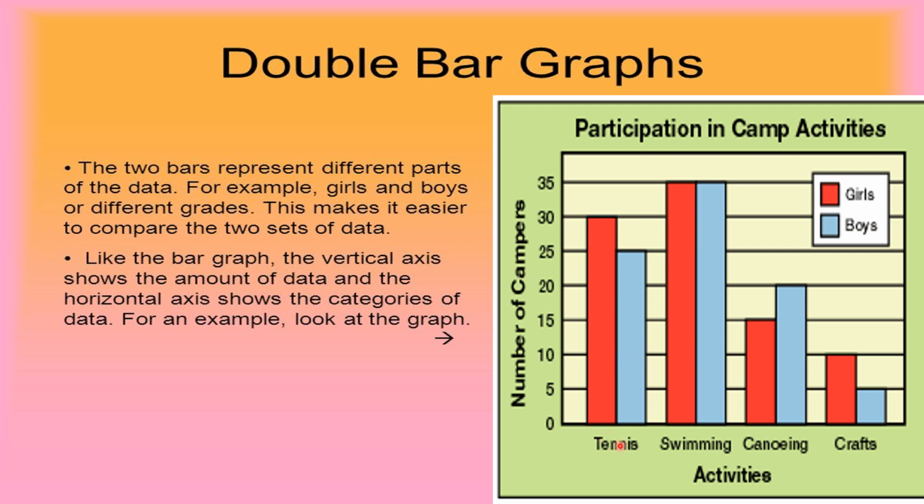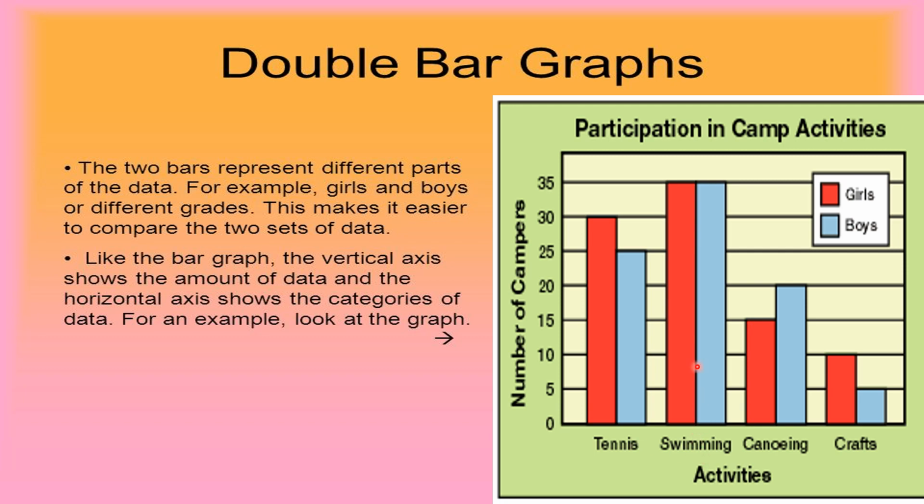For tennis, we can read it like this. For tennis, this dark pink, which means girls, represents 30. It means 30 girls participated in tennis. And this light blue, which represents boys, means 25 boys participated in tennis.